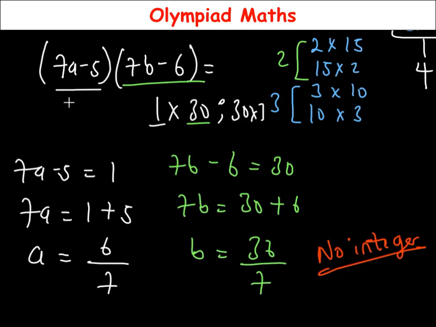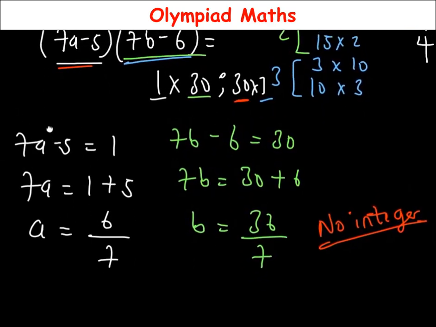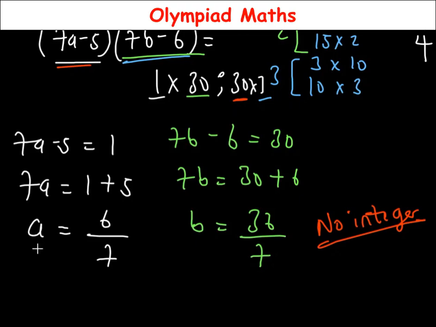Now, we've looked at 1 times 30, and there was no integer solution for that. So it remains 30 times 1. So we compare 7a minus 5 to 30, and then we compare 7b minus 6 to 1. So looking at that, we say that 7a minus 5 is equal to 30, and 7b minus 6 is equal to 1.